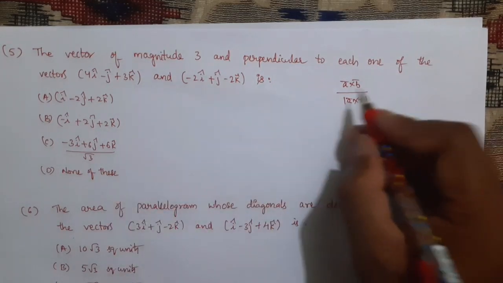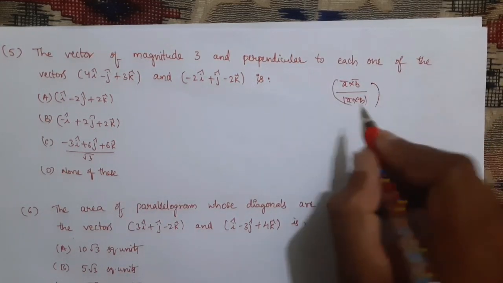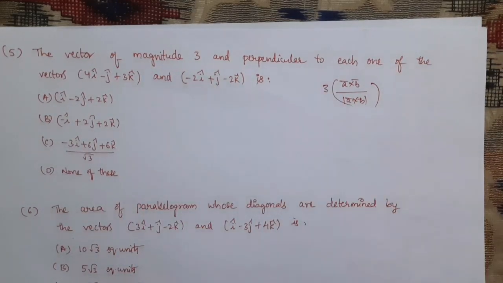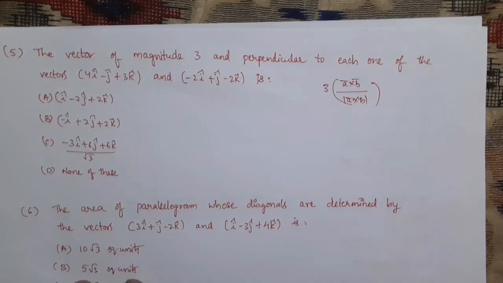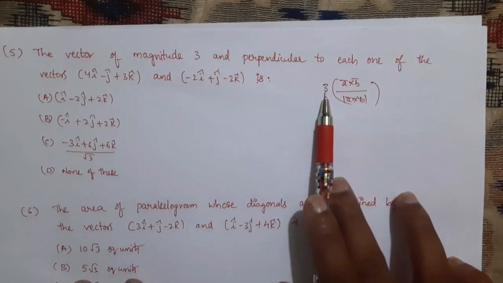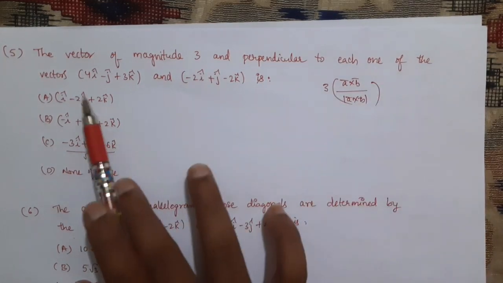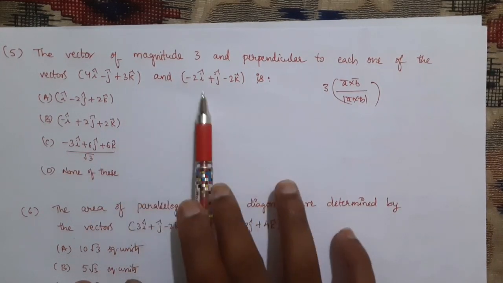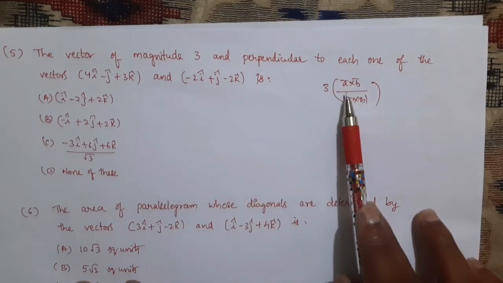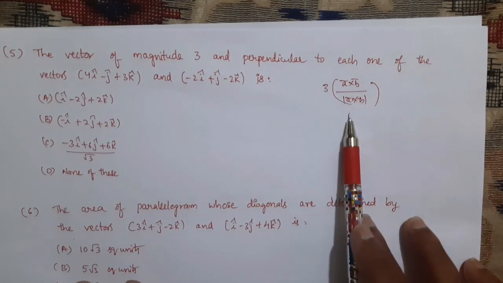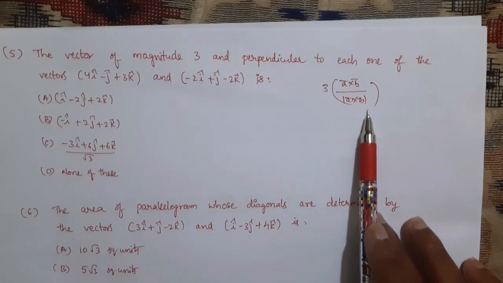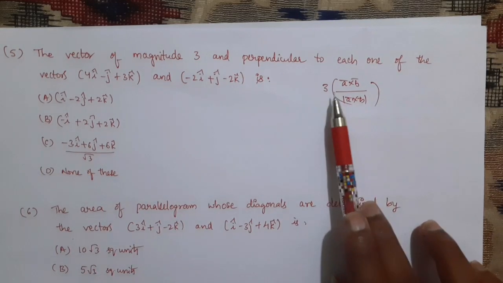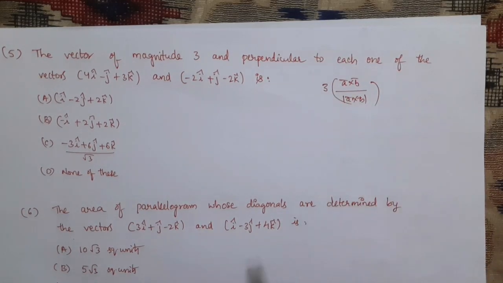After that, as the magnitude is 3, we will multiply with 3. Hope you understood. A vector of magnitude 3 and perpendicular to each one of the vectors means that we should do a bar cross b bar by modulus of a bar cross b bar. This we need to find and then multiply with 3. First of all, a bar cross b bar.